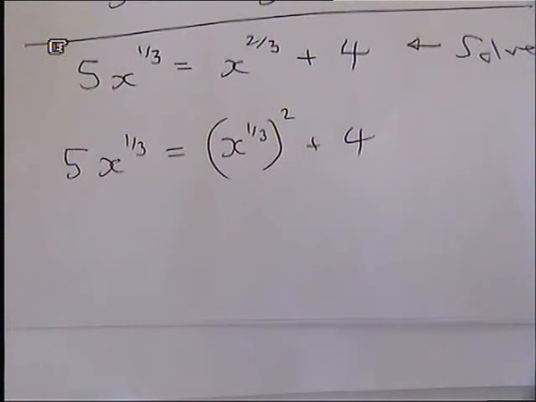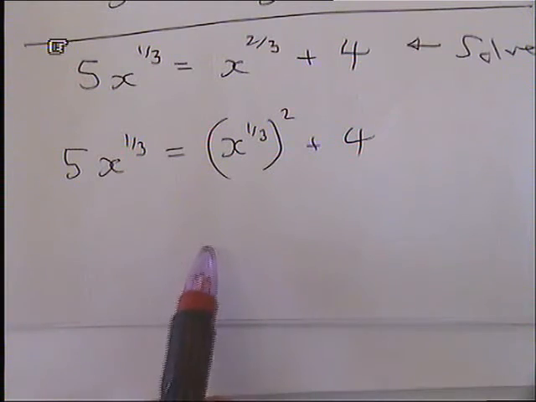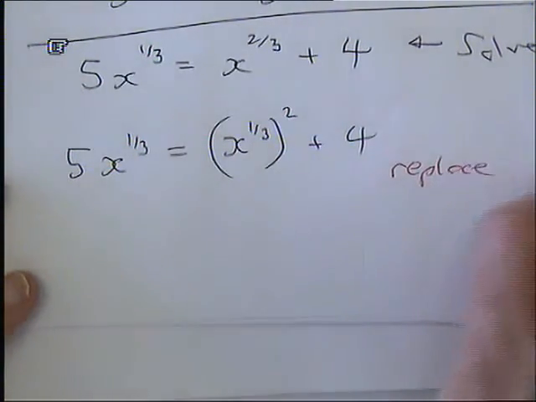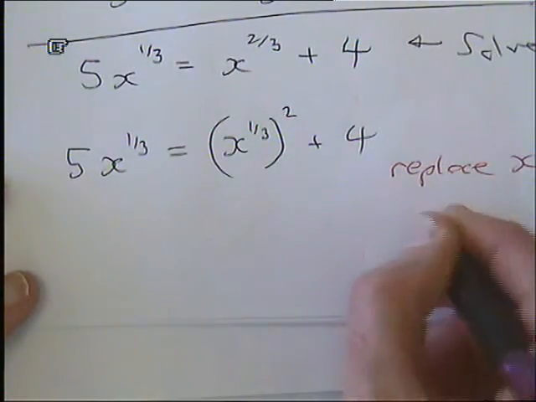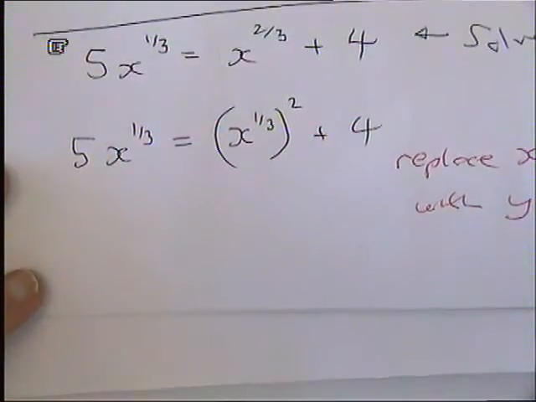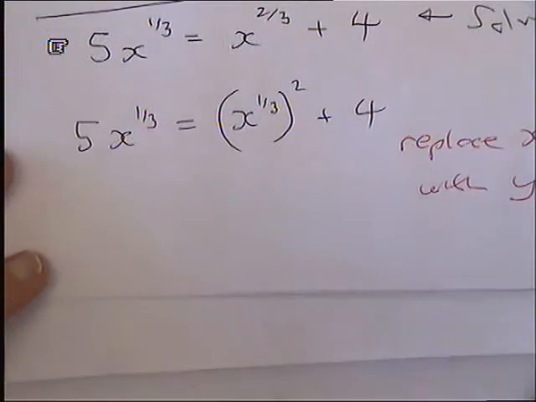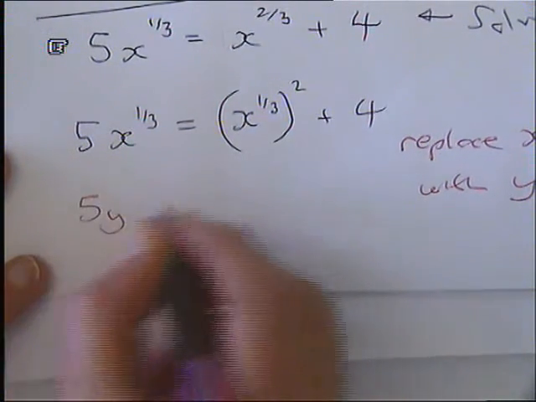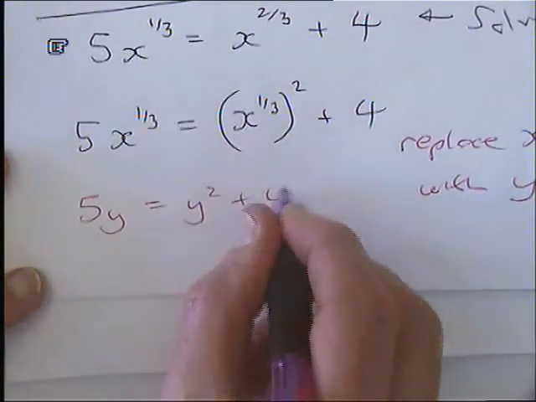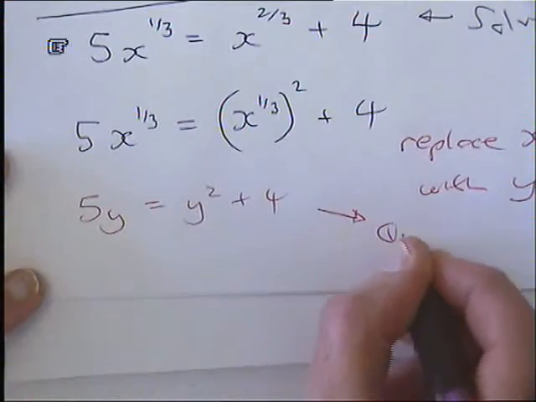Now, I want to make this easier still. What is nasty about that? The x to the power of a third. Let's just replace them with something nice. Let's replace the x to the power of a third with y. Yeah, that's allowed. So, y is much nicer than x to the power of a third. So this becomes 5y equals y squared plus 4, which is a nice looking quadratic.